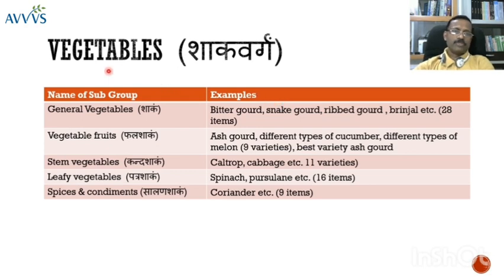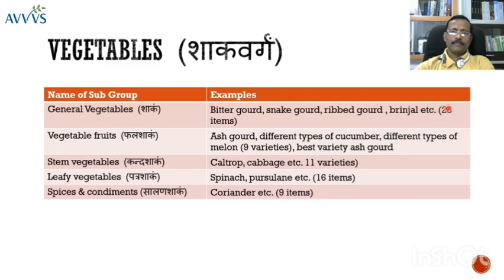Okay, then comes vegetables. Basically, they are classified into 5 groups. One is general vegetables like bitter gourd, snake gourd, etc. Vegetable fruits are different from fruits otherwise. These are vegetable fruits: ash gourd, different types of cucumber. Stem vegetables, kanda shagam, means cabbage, caltrop, etc. Leafy vegetables, and spices and condiments like coriander, etc. So these types of classifications are there regarding vegetables.